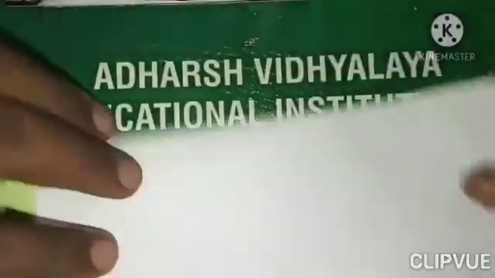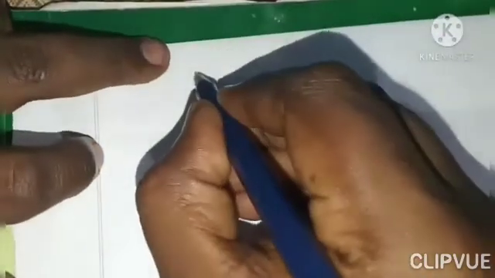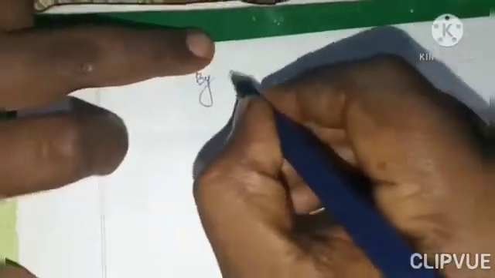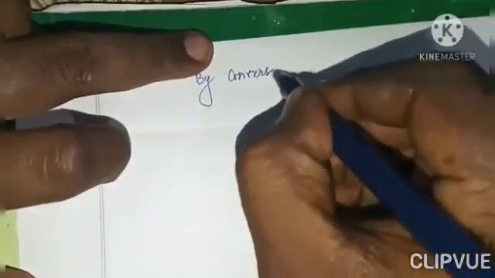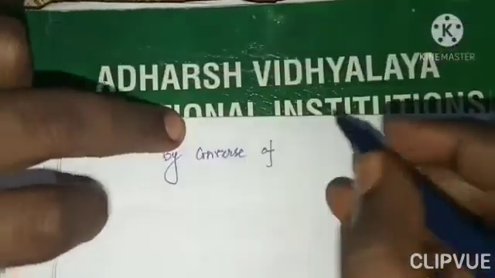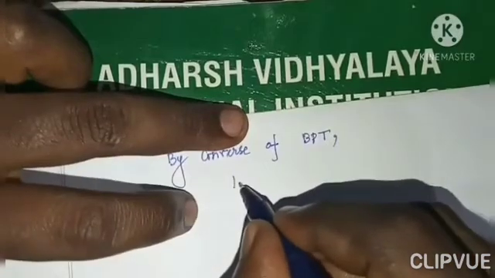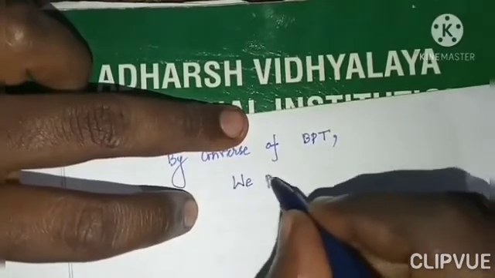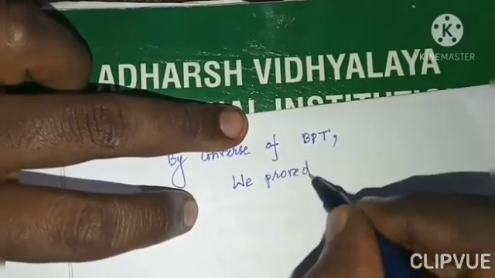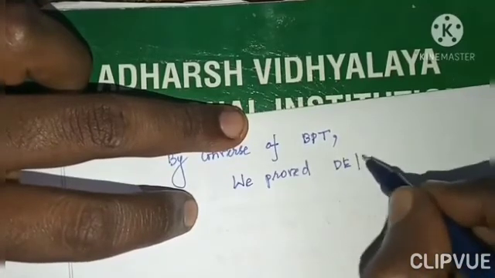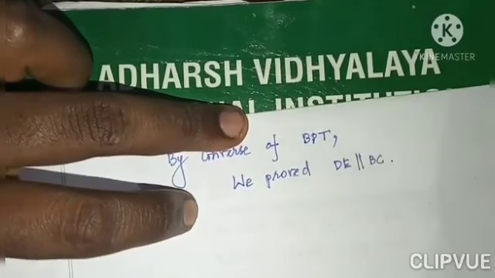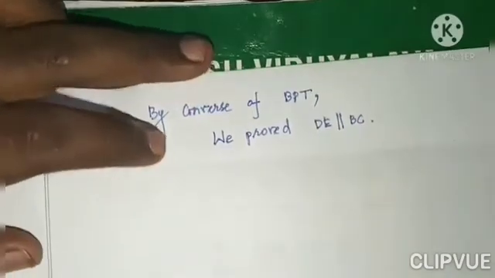Now by the converse of BPT, we proved DE is parallel to BC. Okay, so we proved this.